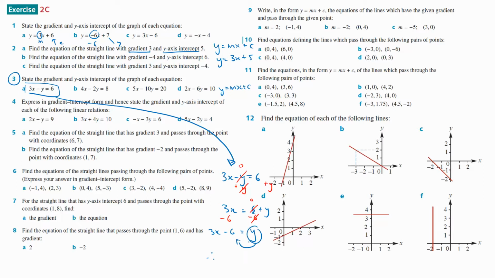That's my equation. See, I've got y. Y equals this. Well, you can rearrange it if you like to look at it like this: y equals 3x minus 6. Same thing. And so now I know the gradient is 3, and the y-intercept is negative 6. So the gradient's 3, the y-intercept is negative 6. Okay? So that's question 3, rearranging.